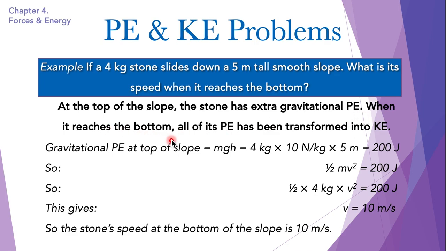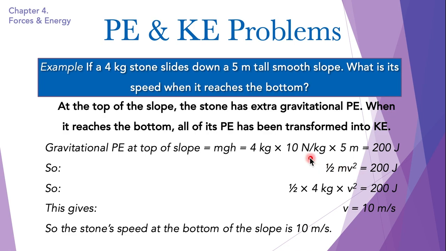When it reaches the bottom, all of its potential energy has been transformed into kinetic energy. So the gravitational potential energy at the top of the slope is equal to mgh, which is 4 kg times 10 times 5 meters. This is the height, this is the mass, and this is the gravity. We multiply all three values and we get 200 joules. So half mv squared is equal to 200 joules. Half times 4 kg times v squared is equal to 200 joules, and this gives v equal to 10 meters per second.